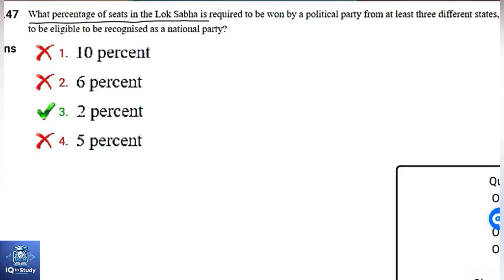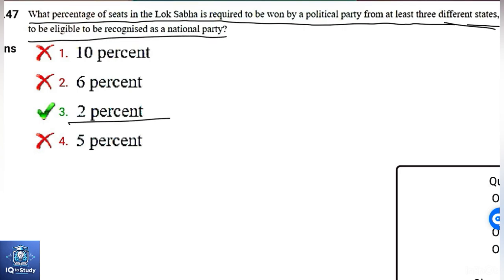What percentage of seats in Lok Sabha is required to be won by a political party from at least 3 different states to be eligible to be recognized as a national party? 2%. It means if it wins at least 2%, that is 11 seats in Lok Sabha, and these members are elected from at least 3 different states.